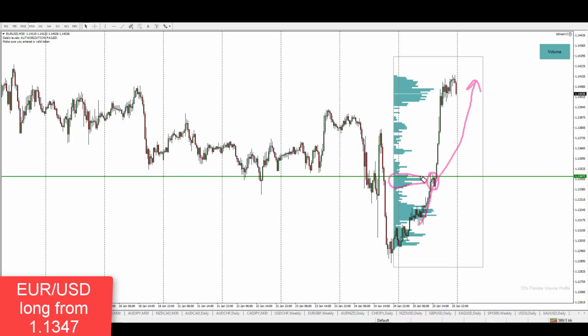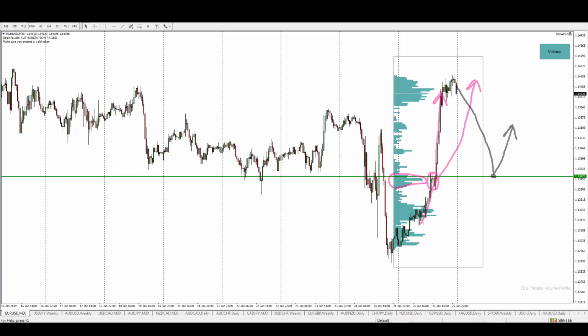So I think that strong buyers were adding to their buying positions there, and as you can see, after those volumes got accumulated, this really strong and aggressive buying activity started. So I think that when the price makes it back to this level again, those buyers will be defending their buying positions and they'll push the price upwards again.